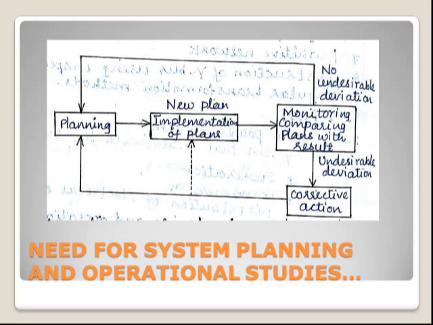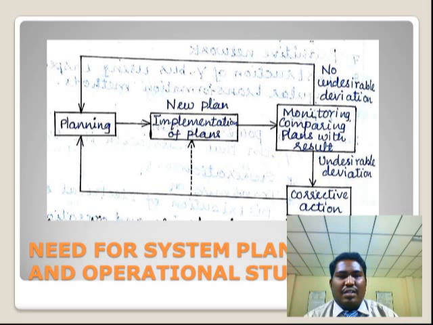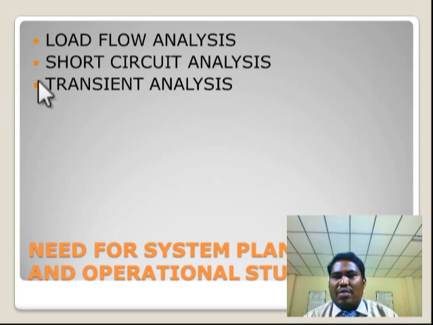Based on this system planning and operational studies, we analyze our circuit using three categories. One is with the help of load flow analysis, with which we may compute our system planning and operation. Another is with the help of short circuit analysis, or with the help of transient analysis, we may easily calculate the fault level. The need for system planning and operational studies is done here.